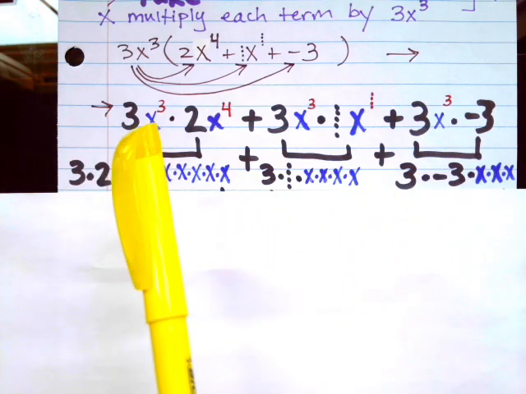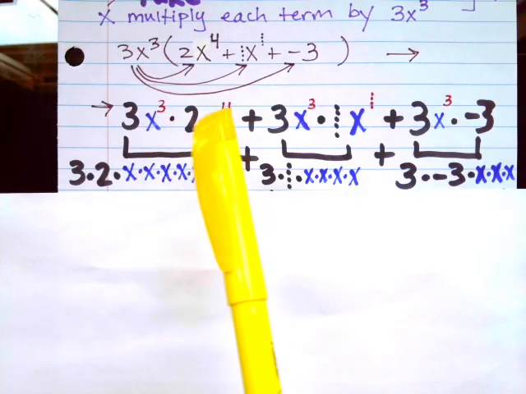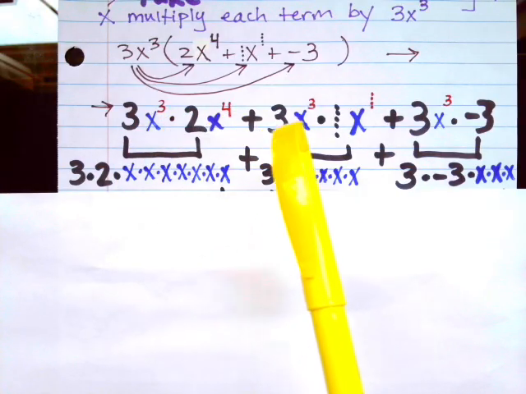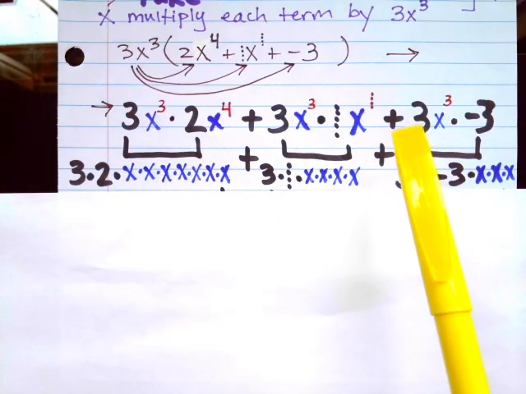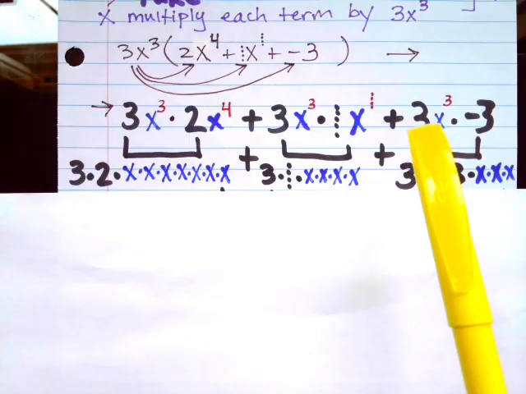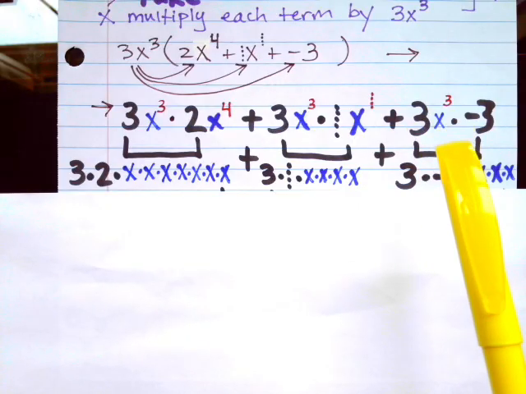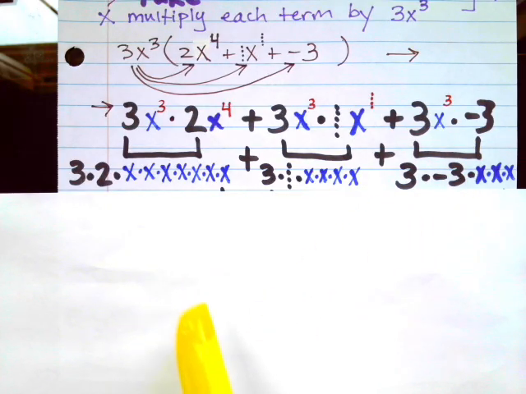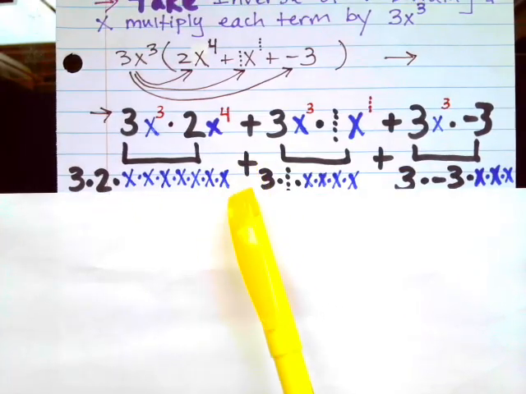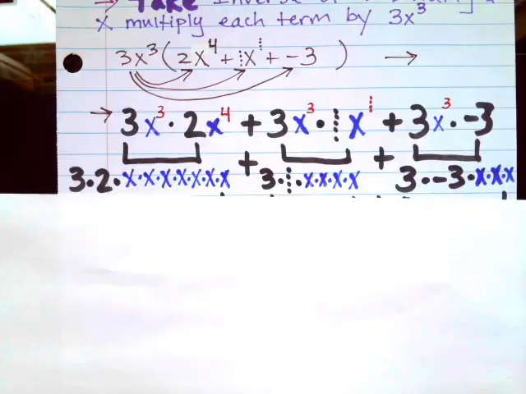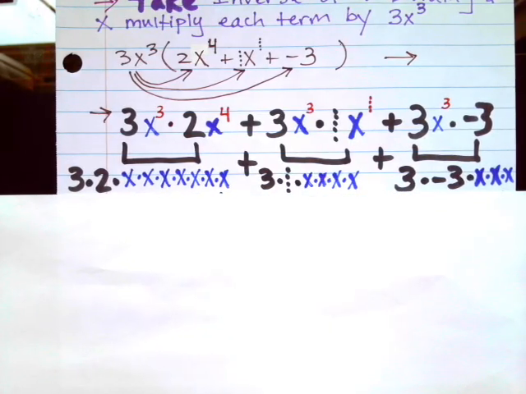Listen, could you have gone 3 times 2 is 6, x to the 4 plus 3 is 7th power, plus 3 times 1 is 3, x to the 4th power, plus 3 times a negative 3 is a negative 9x to the 3rd power? You absolutely could. But for some folks, it's easier to see in expanded form. And that's what I'm doing here. I want to show you expanded form.